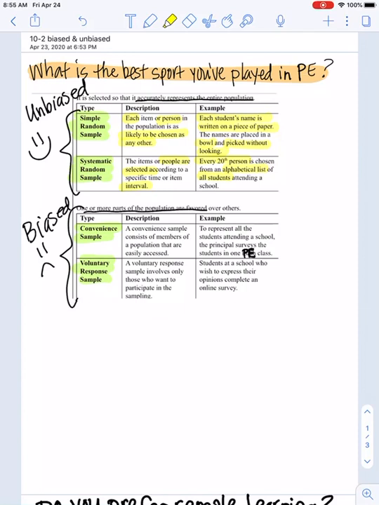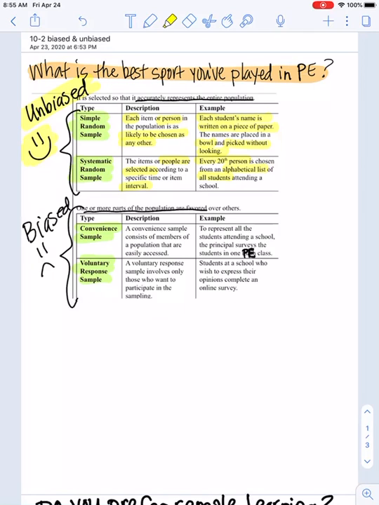Okay, so the important thing here is that you guys need to remember that if either of these types of samples are used, then the results are unbiased. Okay, and that's what we want, okay, because it's accurate.